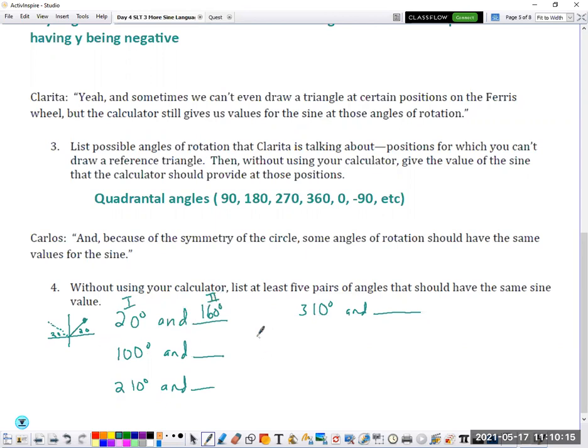Right, 100. So I have 100 degrees. 100 degrees is right here.